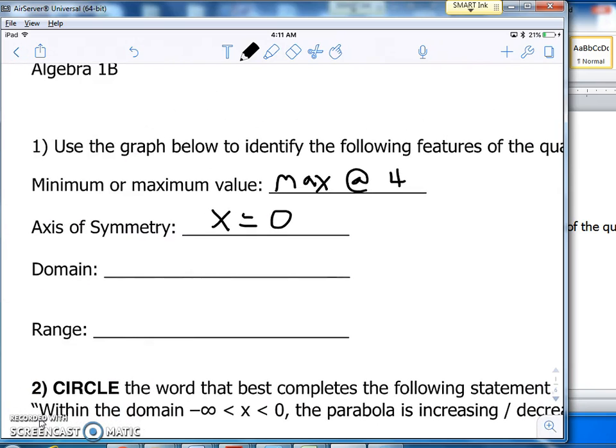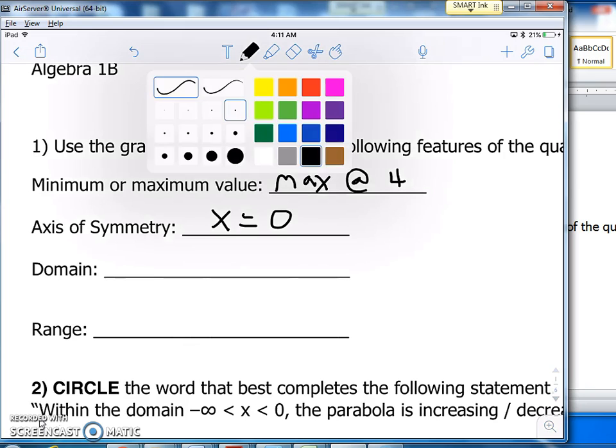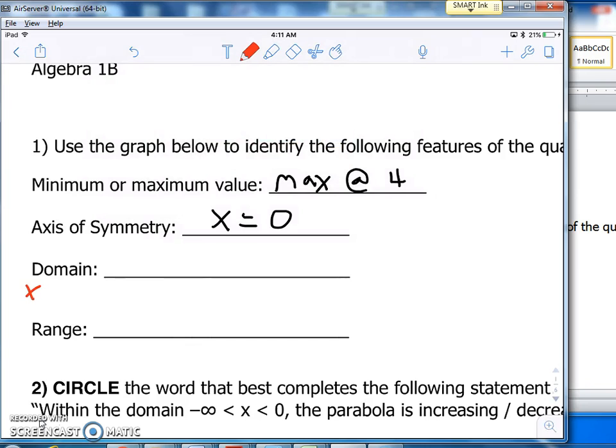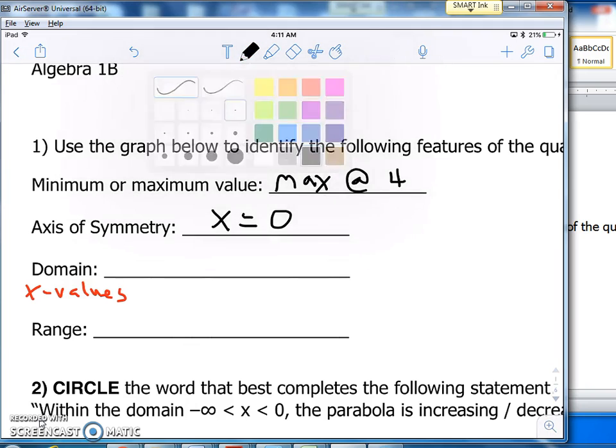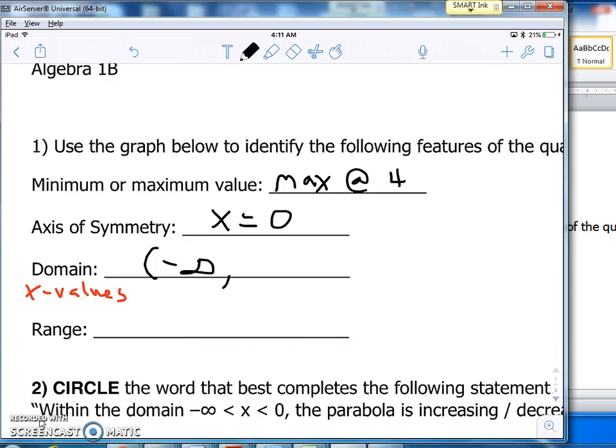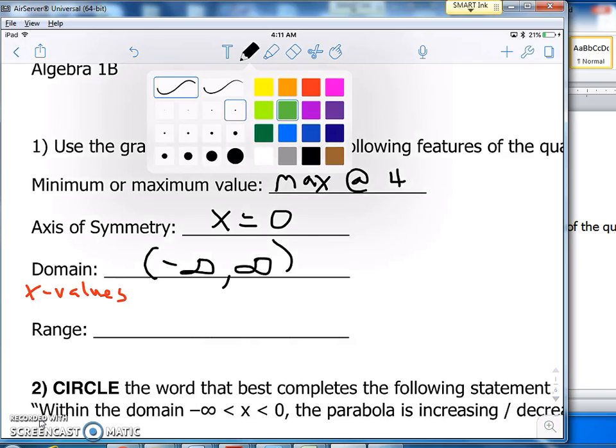The domain for all of these is the x values, so we need to be able to remember that. Our possible x values. And for all the parabolas, it goes from negative infinity to positive infinity. But our range is a little bit different. The range is our y values.